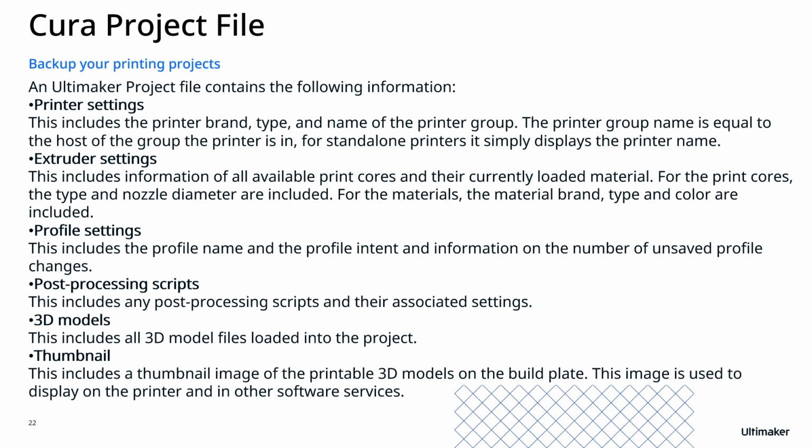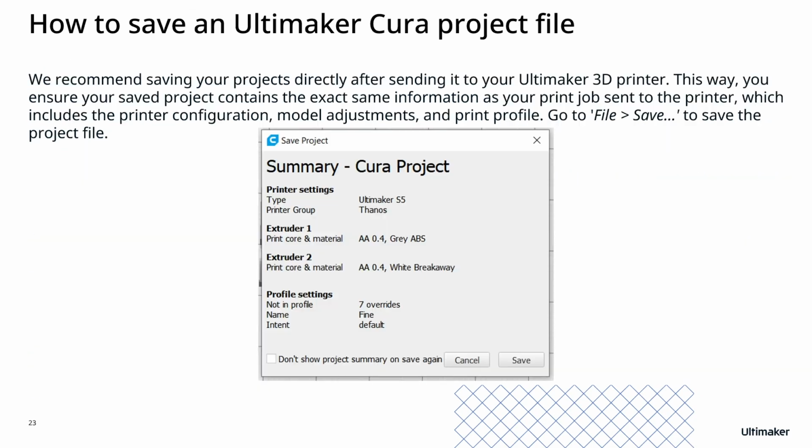file. So what is an Ultimaker Cura project file? Ultimaker Cura contains a lot of information about the printer and its configuration, the loaded models, model adjustments, and print profiles. Saving all this information is possible in the form of a project file. This file contains the following information: printer settings, extruder settings, profile settings, post-processing scripts, if any, 3D models, and a thumbnail.